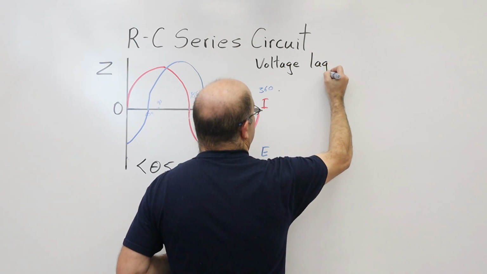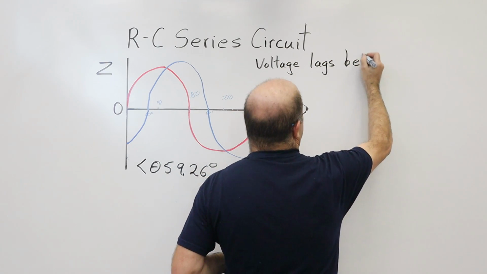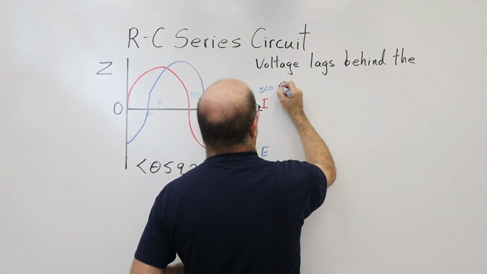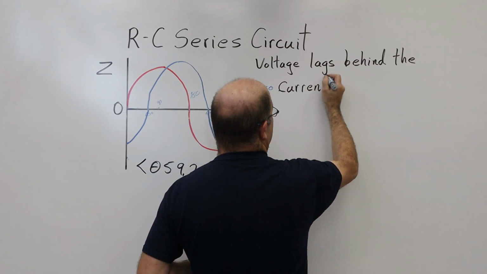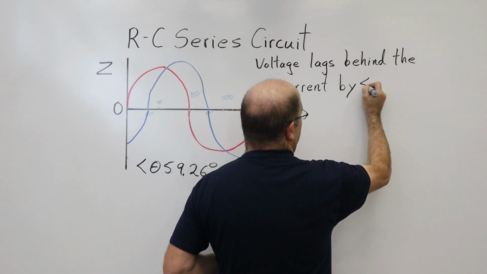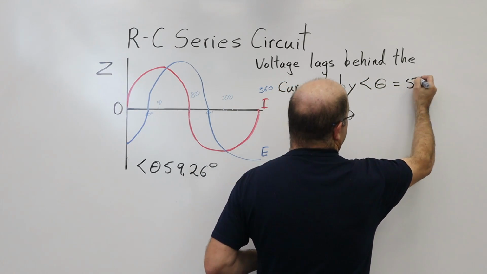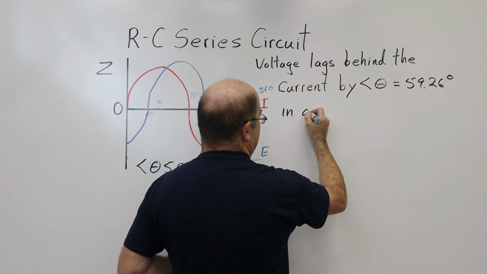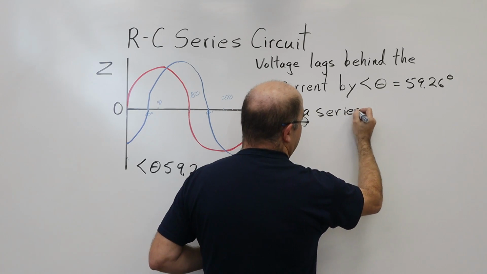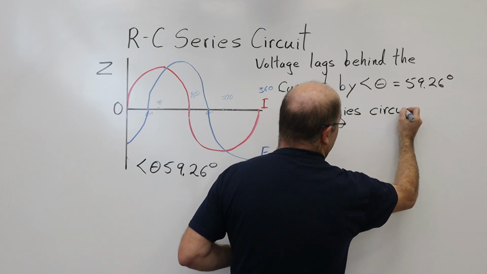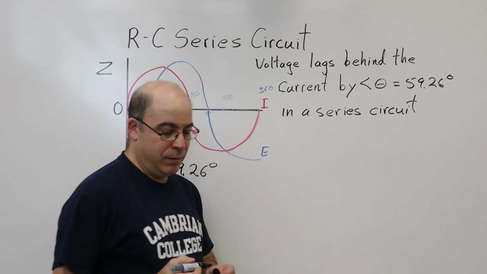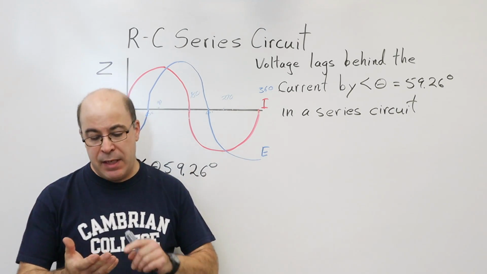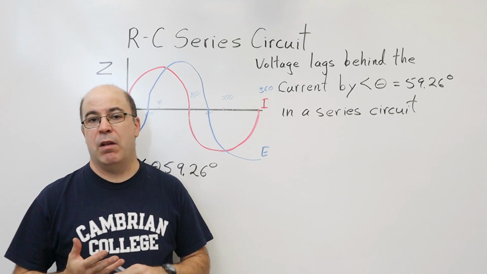Voltage lags behind the current by angle theta, which is equal, in this case, to 59.26 degrees in a series circuit. We need to put down this information because it is grammatically correct and it is logical.